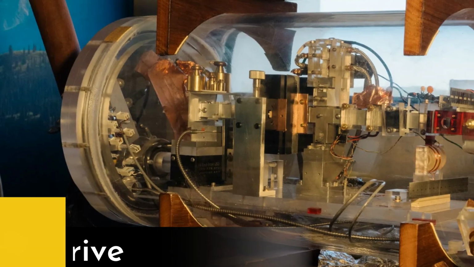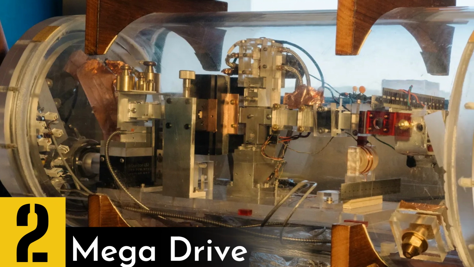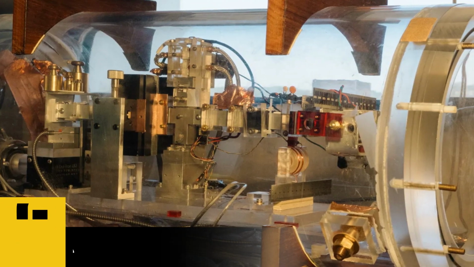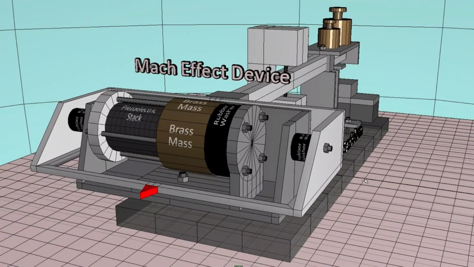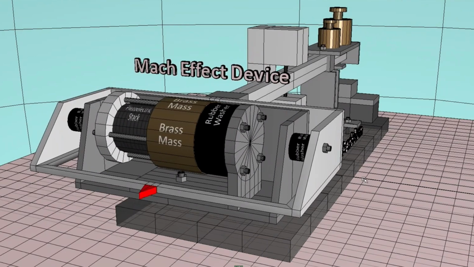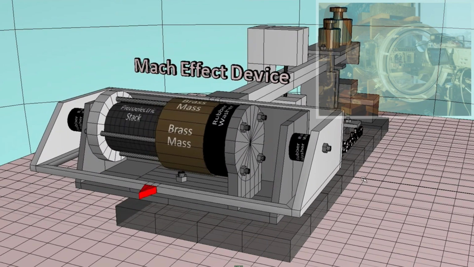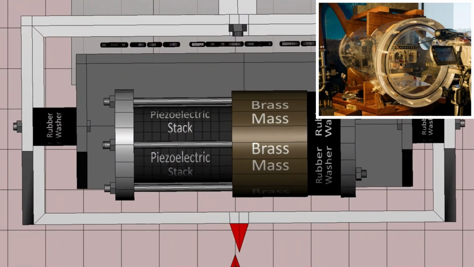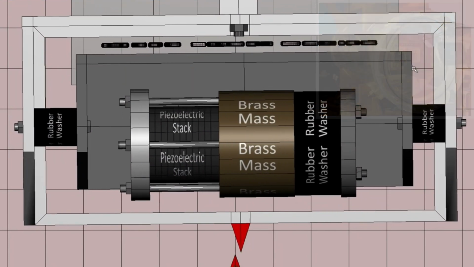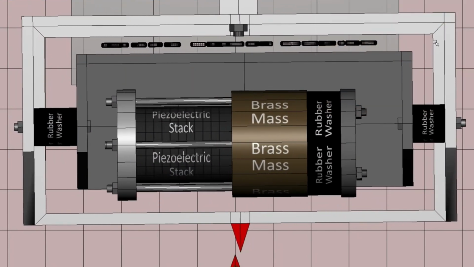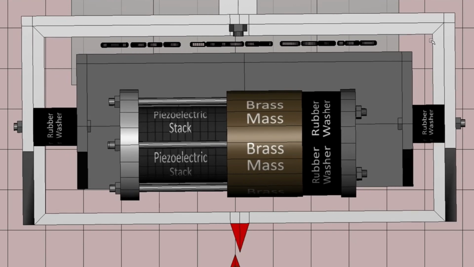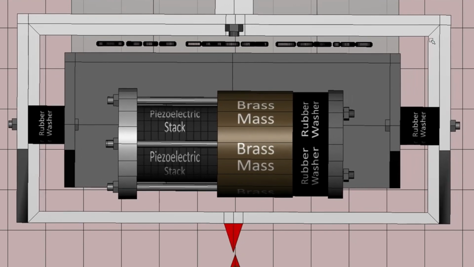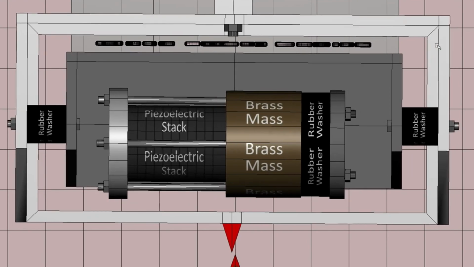Number 2. The Megadrive. The Megadrive, or the Mach Effect Gravity Assist Drive, is a proposed propulsion system that utilizes the principle of the Mach effect. The Mega Drive would use a small, high-energy oscillating device to create a bubble of energy around the spacecraft. By adjusting the properties of this bubble, the craft would be able to move in any direction, essentially surfing on the bubble of energy.